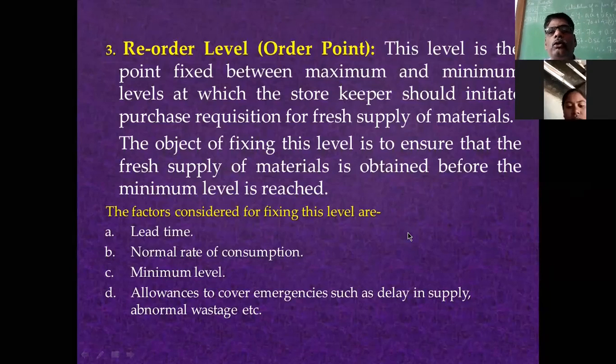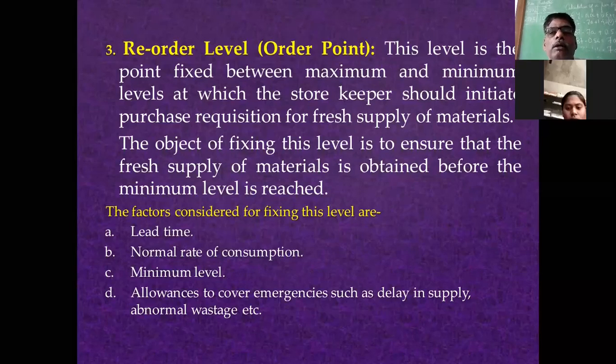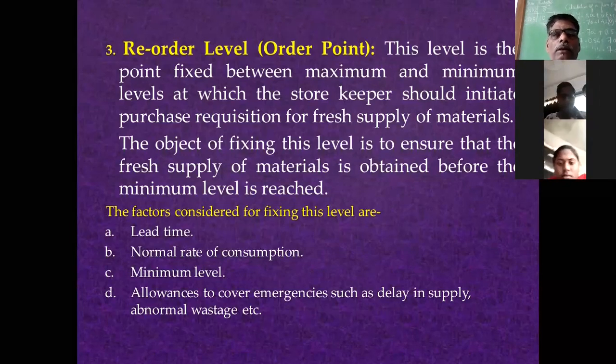Okay, 2 points you remember regarding reorder level. One is lead time, another is consumption. Lead time means how many days you require to get the new stock. Then consumption means consumption by the production department. Daily consumption or weekly consumption, it is depending on the period you consider. Okay. On the basis of these two, yesterday I gave an example.